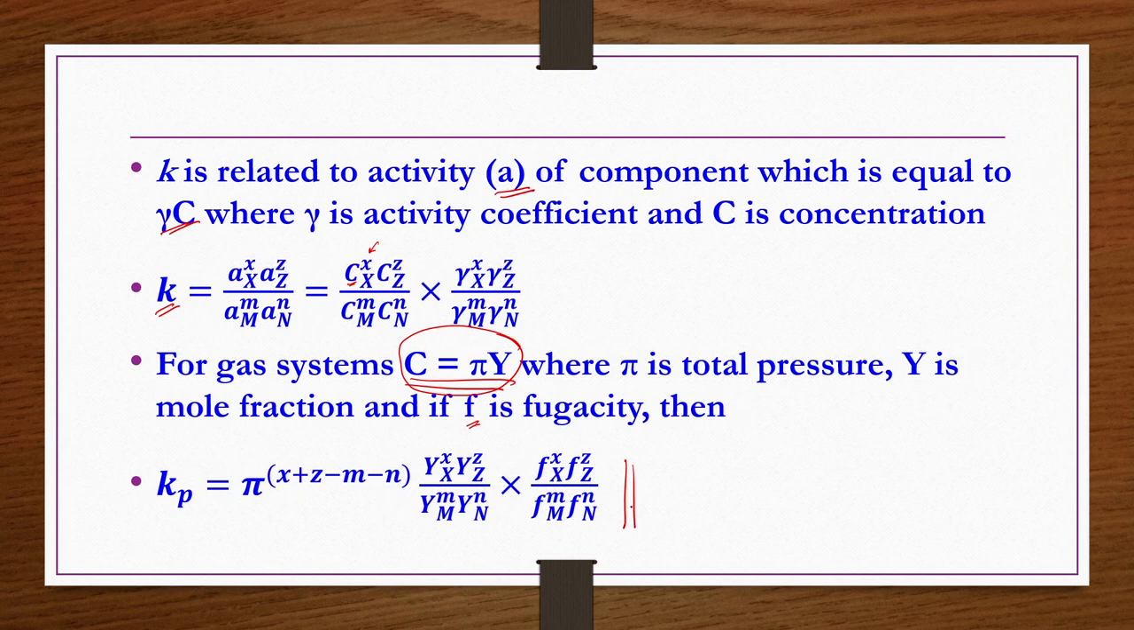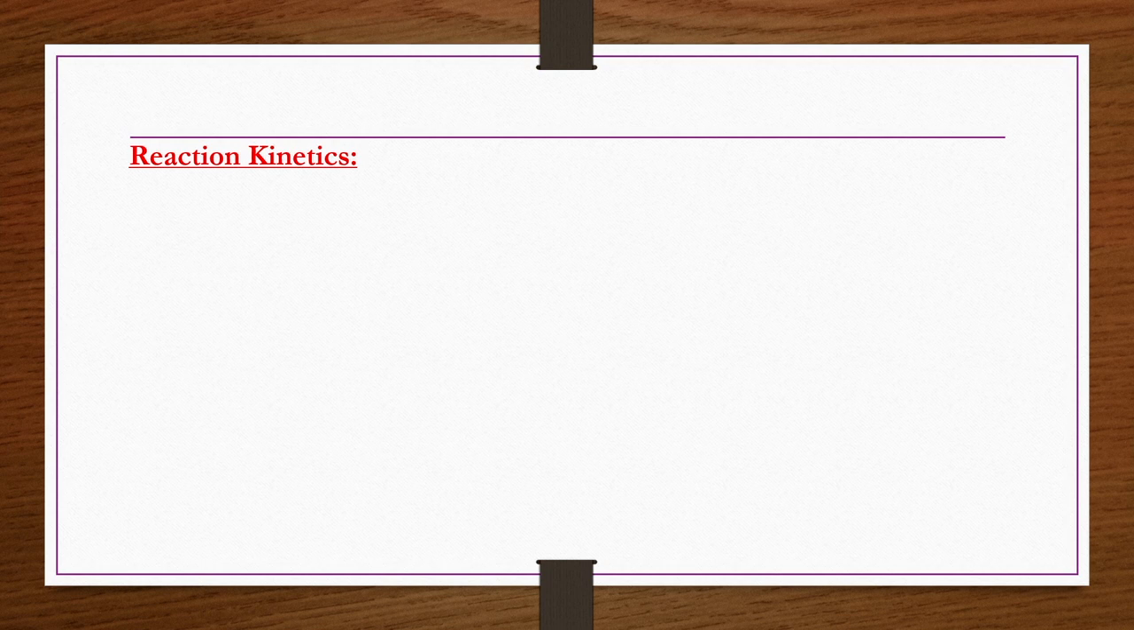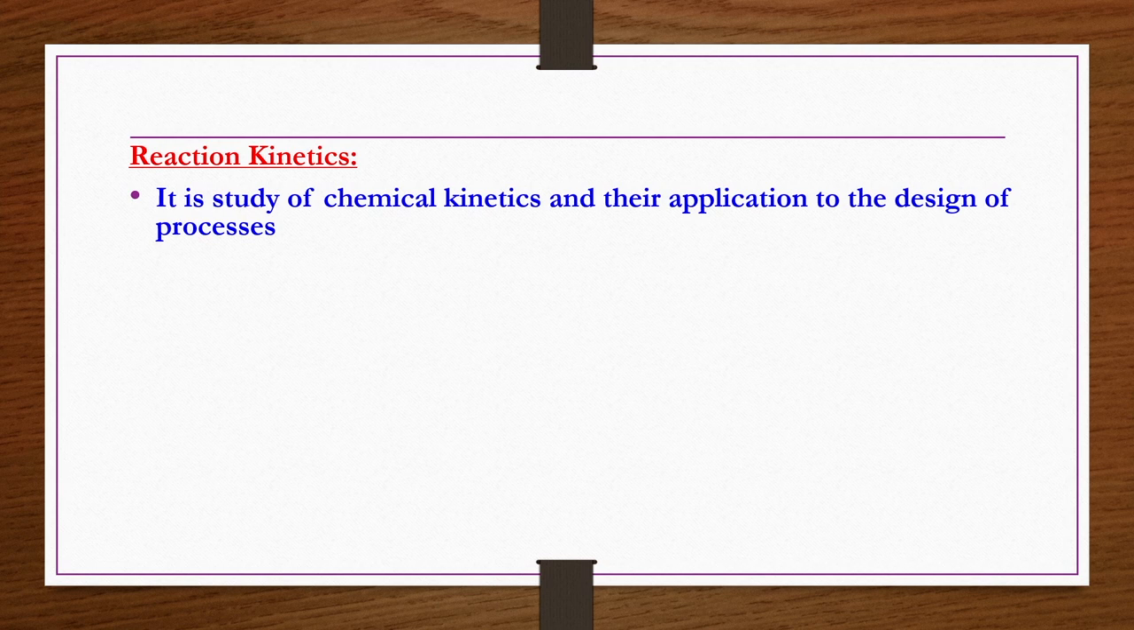That is about the thermodynamics and chemical equilibrium, a little bit of whatever is required to understand. Next, what we see is reaction kinetics. Reaction kinetics is the most essential part of any unit process, and the unit process is going to govern the success of a given plant. If you want to know how much reactant is converting into product, you need to know the reaction kinetics. It is the study of chemical kinetics and its applications to the design of processes.